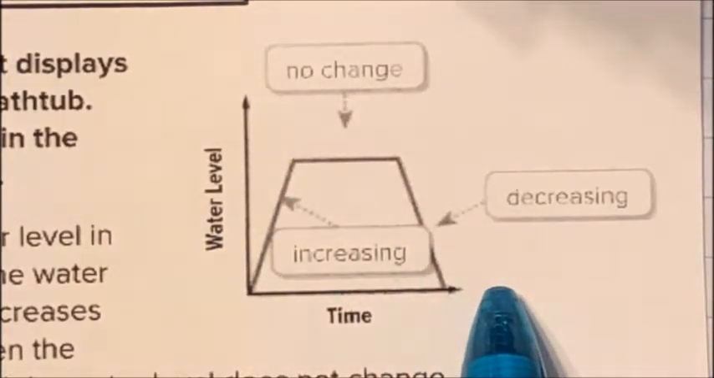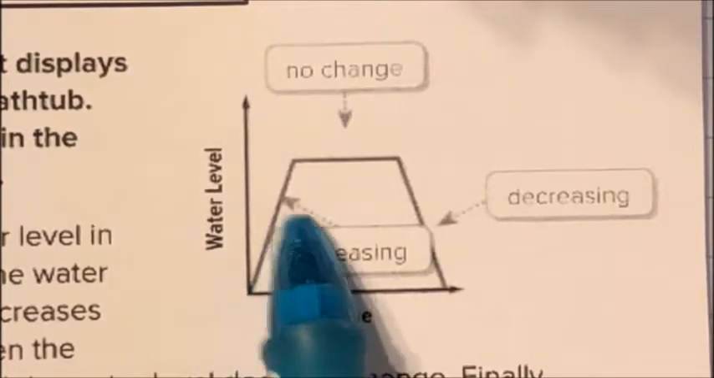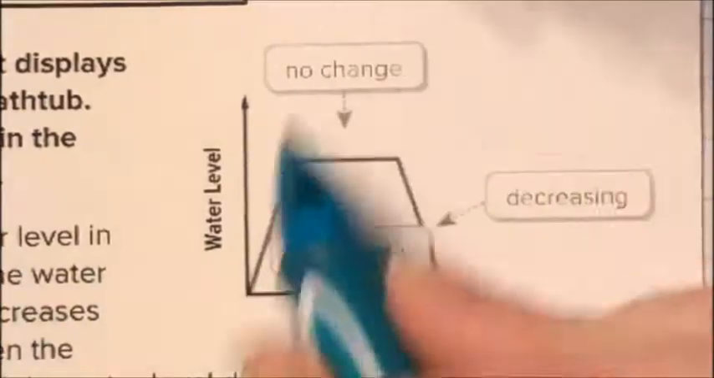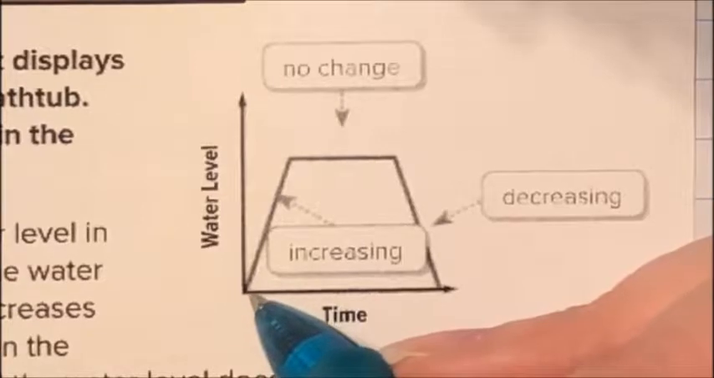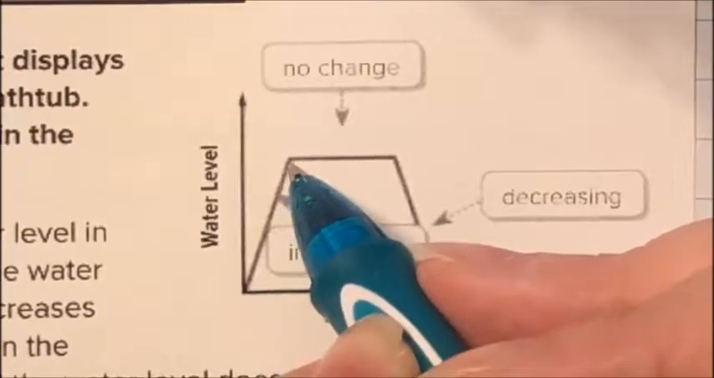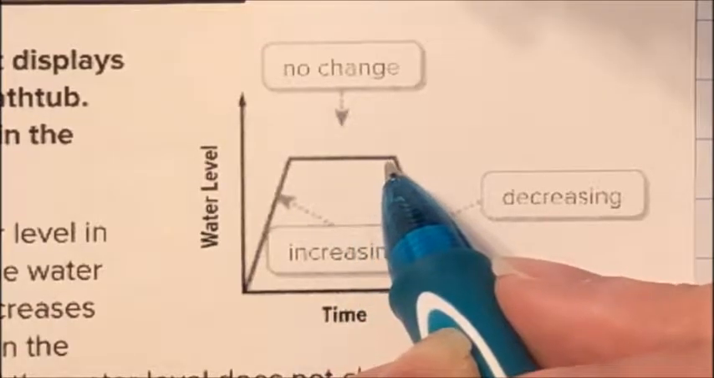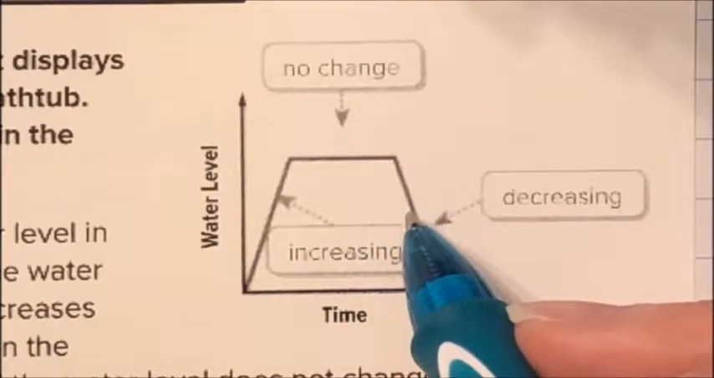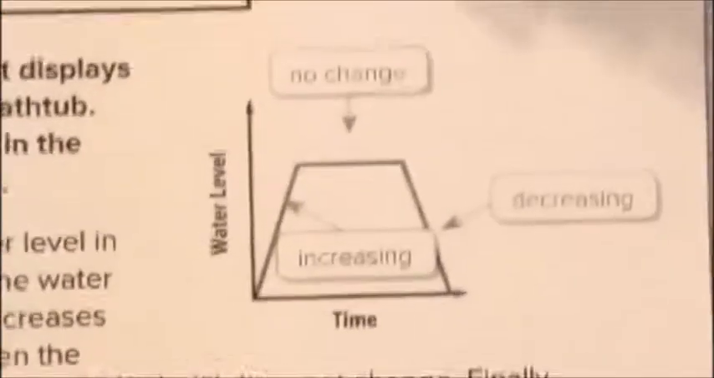So what do you think's happening if we're talking about a bathtub and water? If it's increasing, that's probably me filling the bathtub. The water level's going up. Maybe you're running yourself a bubble bath, so you fill the water up. This flat part is just hanging out in the bathtub. And then this is draining the bathtub.